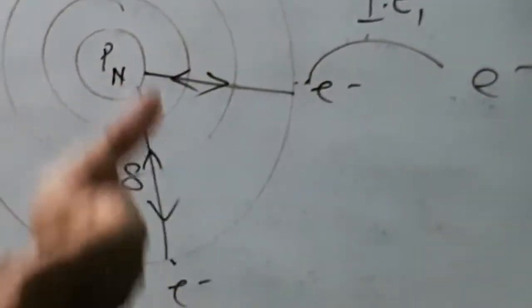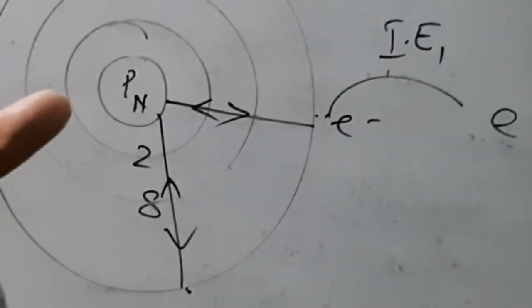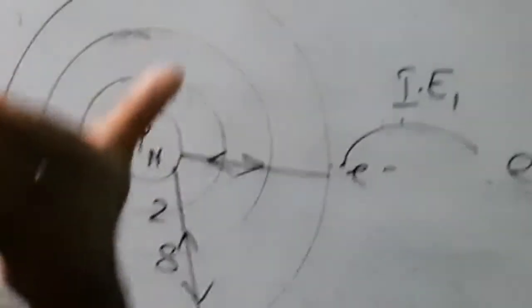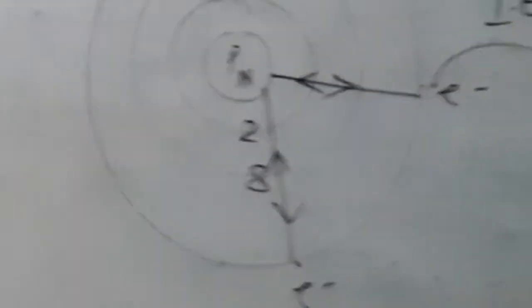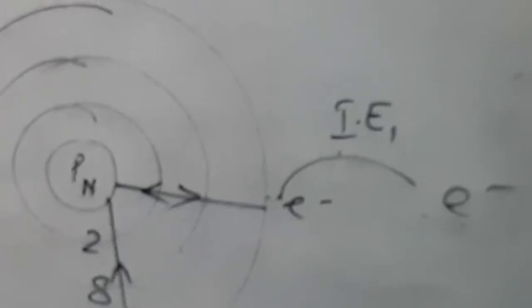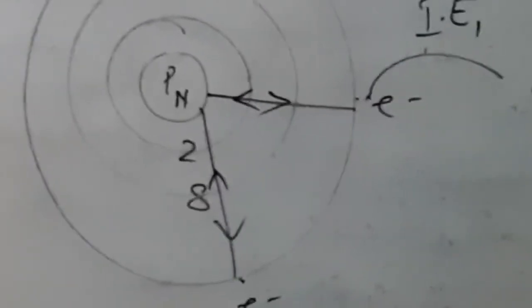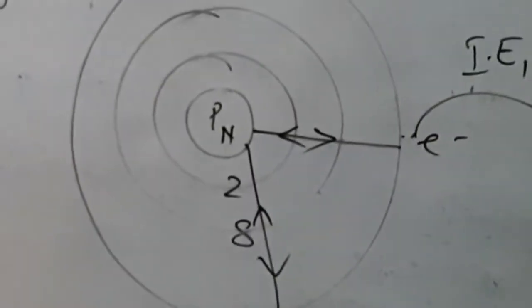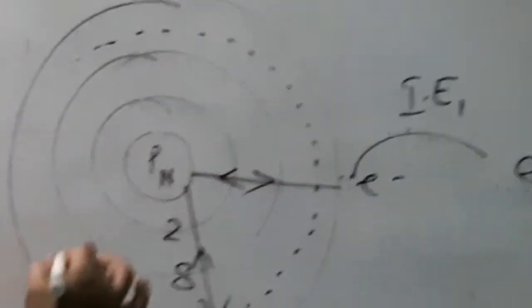After the removal of one electron, the nuclear force gets more now as compared to the electronic force. The magnitude of nuclear force increases, it becomes more. Due to which a contraction in size takes place.